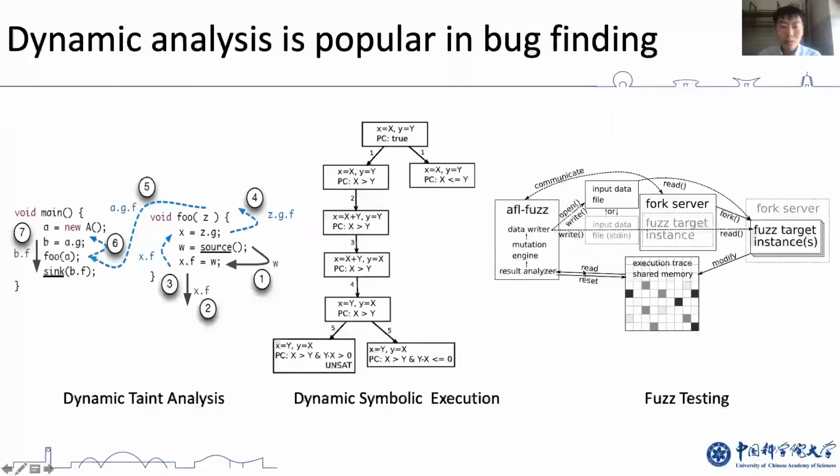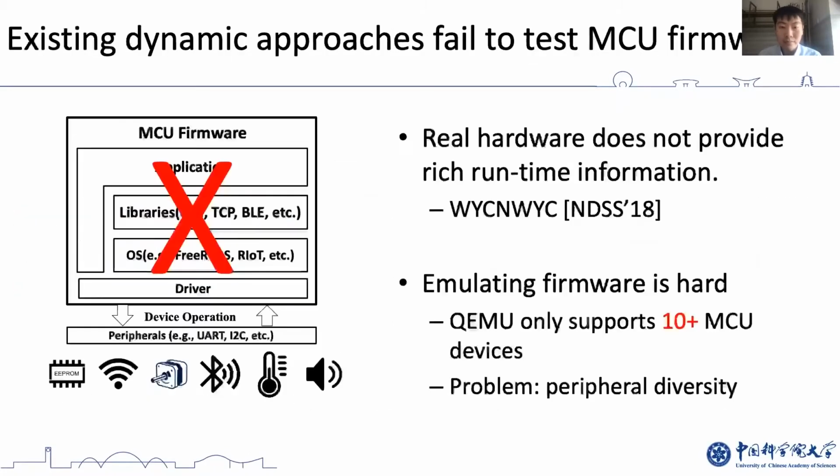And as we all know, dynamic analysis is popular in bug finding, like taint analysis, symbolic execution, and especially for fuzzing tests. However, we found that this existing approach cannot be directly used for MCU firmware. Dynamic analysis either runs a target on the actual environment or an emulator. However, real hardware does not provide rich real-time information, like feedback of coverage and crash signals, which are very important to fuzzing tests. Furthermore, on-device fuzzing test speed is also very slow.